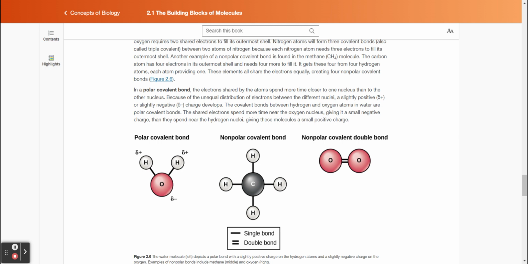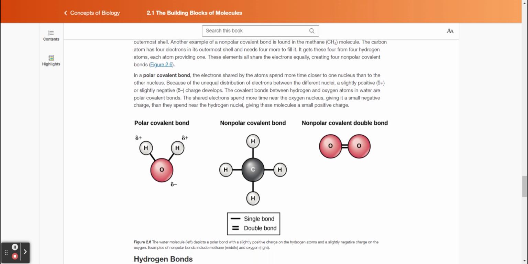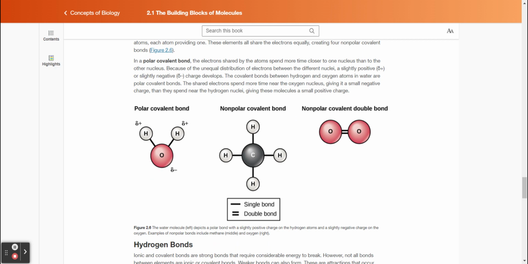In a polar covalent bond, the electrons shared by the atoms spend more time closer to one nucleus than to the other nucleus. Because of the unequal distribution of electrons between the different nuclei, a slightly positive, partial positive, or slightly negative, partial negative charge develops. The covalent bonds between hydrogen and oxygen atoms in water are polar covalent bonds. The shared electrons spend more time near the oxygen nucleus, giving it a small negative charge, than they spend near the hydrogen nuclei, giving these molecules a small positive charge.